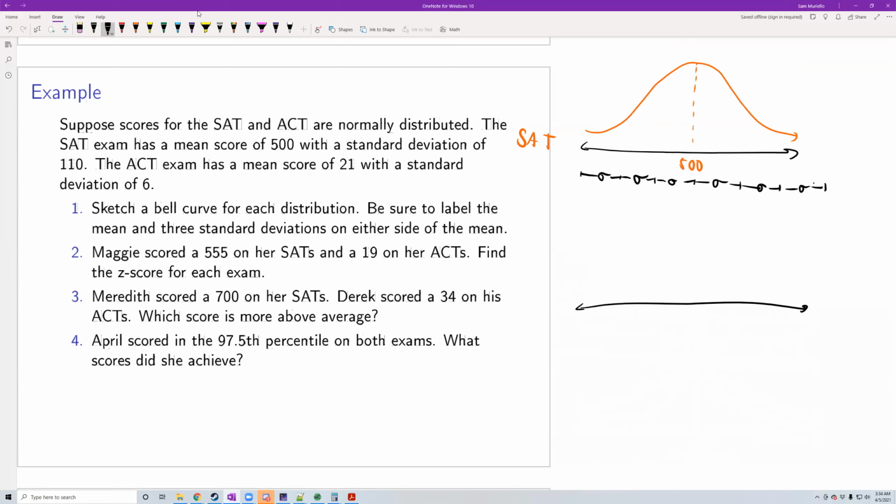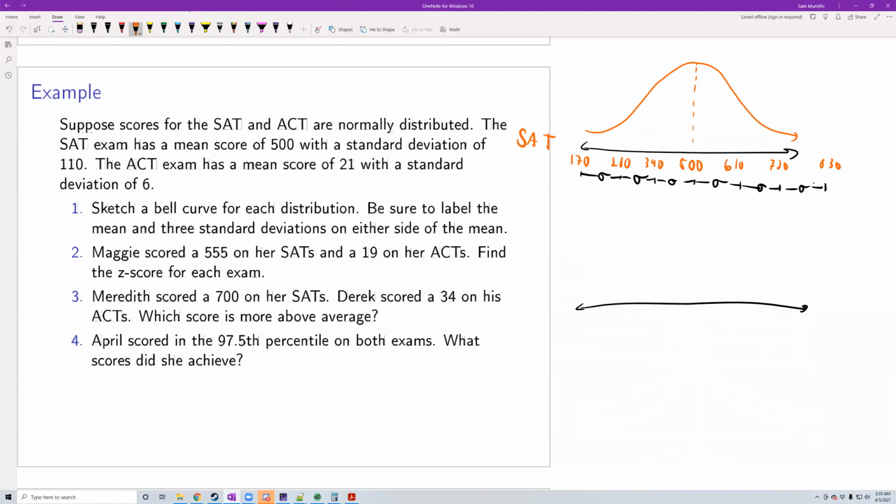And it says that the standard deviation is 110. So this would be 610, 720, 830, and then on the other side, we would have 390, 280, and 170. Now, in this case, remember I said SAT has a maximum score of 800, yet I've got 830 on my graph. The SATs are not actually perfectly normally distributed because there is a hard maximum that you could possibly hit. That being said, the normal distribution is still a pretty good model until we start getting very close to the extremes.